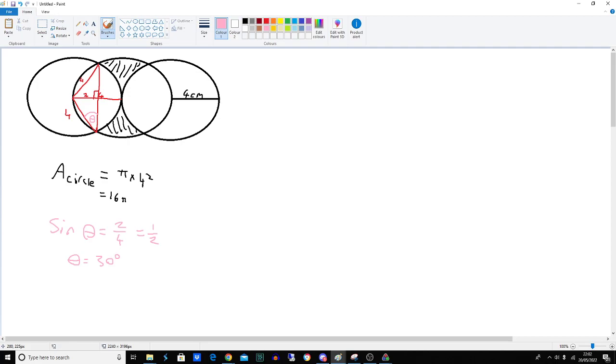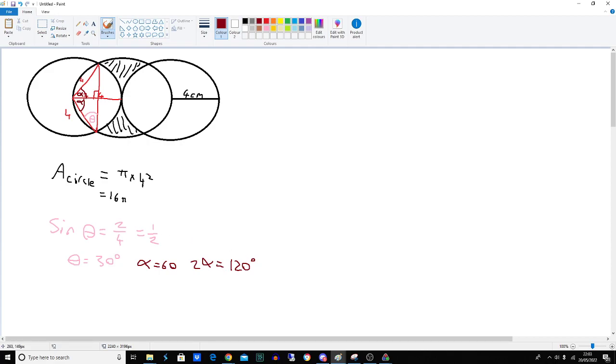If this is theta and it's 30 degrees, let's call this angle here alpha. Alpha would be equal to 60 degrees because 30 plus 60 is equal to 90 degrees. And then we know that this is a right angle, so this will all add up to 180, which means that 2 alpha is equal to 120 degrees. Cool?